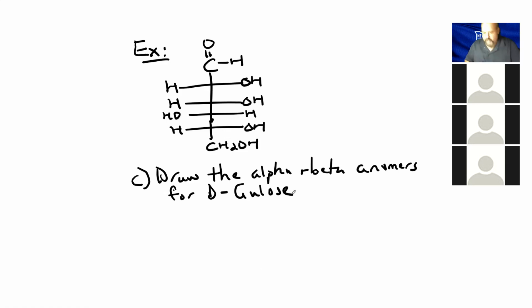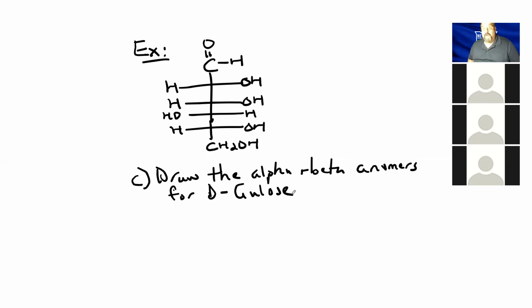Because remember, most of the time carbohydrates in general, including monosaccharides, don't actually exist in these open chain Fischer projections. They actually exist in cyclic or ring structures. And the ring structures that carbohydrates exist in are what are known as Haworth structures.